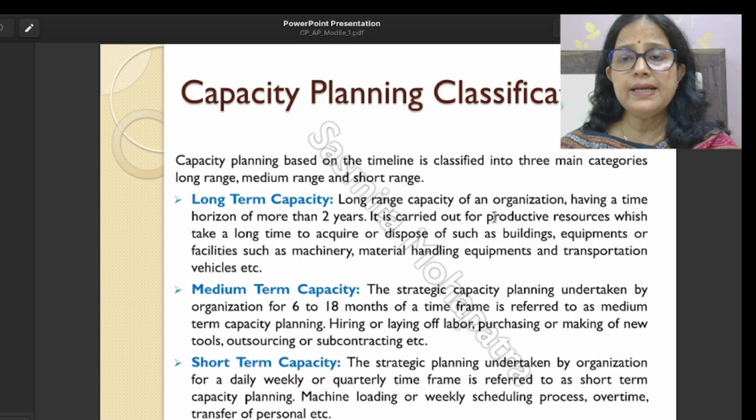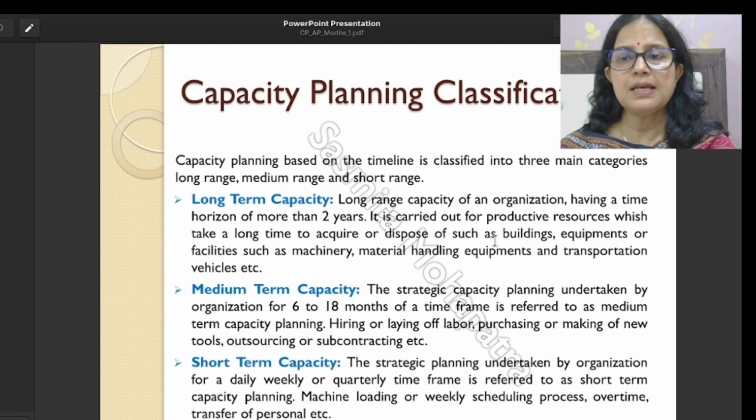So it is carried out for productive resources which take a long time to acquire or dispose of, such as buildings, equipment, facilities, machinery, material handling equipment, transportation vehicles, etc. These are long-term capacity planning.